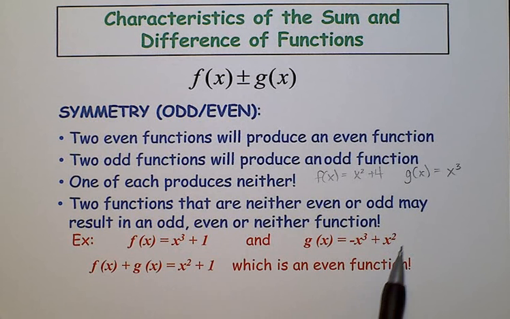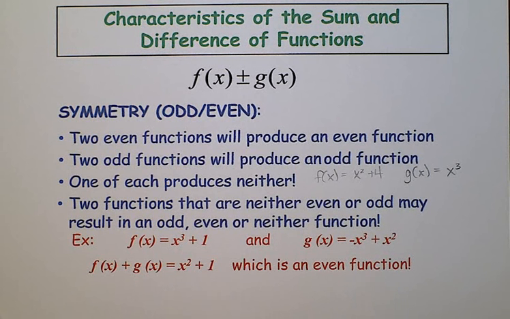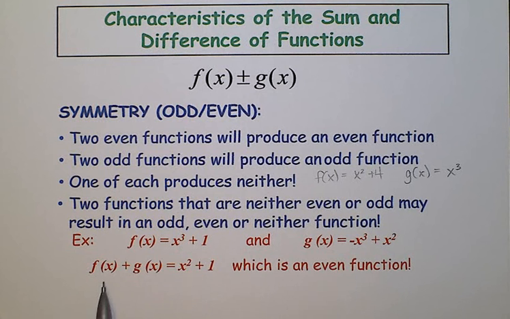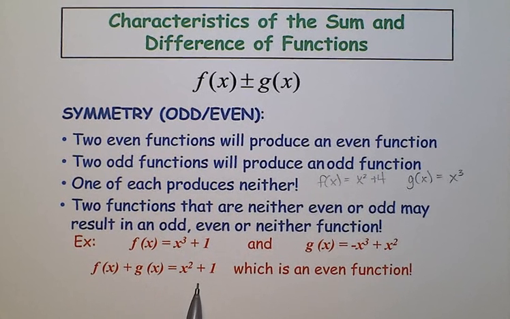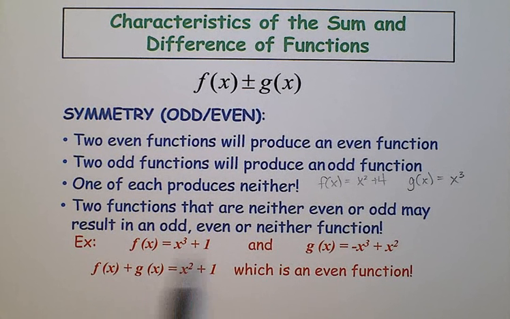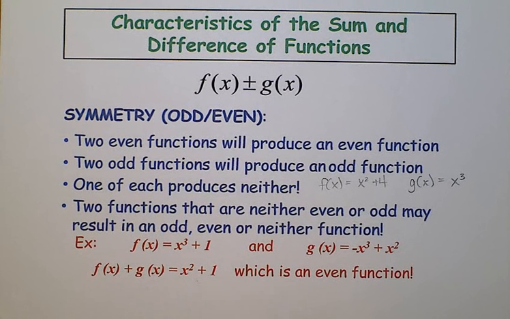You have an even exponent and an odd exponent, which automatically you know will end up not giving you an even or odd function. However, if you combine these through addition, so if I add the two functions together, I end up with an even function as a result. So with two functions that are neither even nor odd, if they get combined, there is a possibility for it to result in either an even function or an odd function, or again, neither even nor odd.